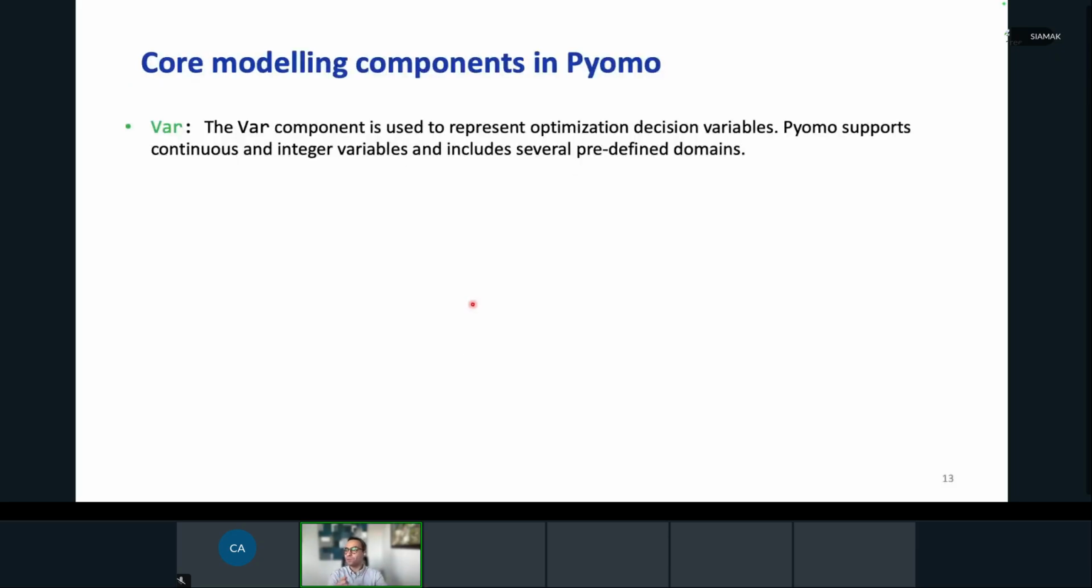There are some core modeling components that we have in Pyomo. VAR with capital V. Remember that everything is case sensitive in Python, so uppercase and lowercase have different meanings. VAR, which is the first part of variable, basically represents the decision variables. V is uppercase. The VAR component is used to represent optimization decision variables. Pyomo supports continuous, integer, and binary variables, and includes several predefined domains that we will see now.